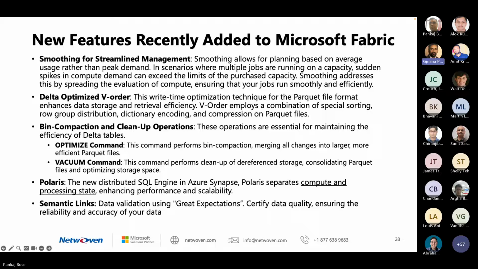Because of Polaris, a new distribution engine with V-Order compaction, we have seen maybe a 10 to 50 times performance increase. It depends upon different things, but we have seen a minimum of 10% performance increase.